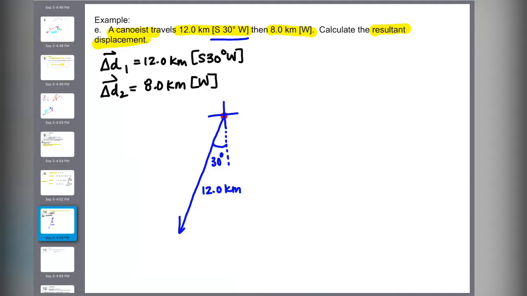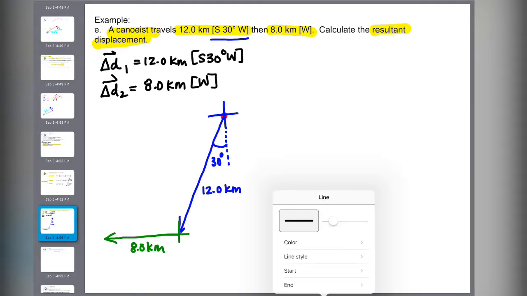Okay, after the first vector, I ended at this point. At the end of the trip, I am at that point. I keep going to the west, so you can actually redraw the little crosshair, and I go directly to the west. This is 8, so I'm going to draw it slightly shorter than the 12. You don't have to use a ruler and actually measure the length, but I would definitely suggest you draw it so that it looks at least semi-proportional to what you're doing.